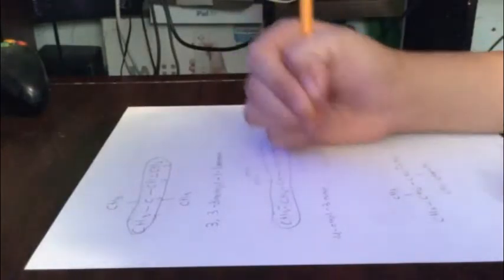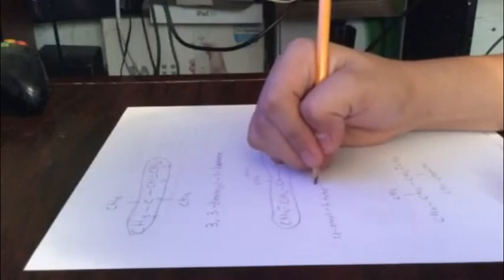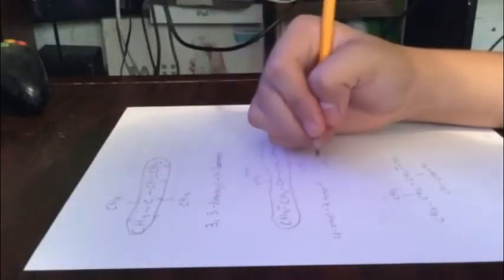Then the double bond that is in the first one is 1, and as the parent chain has 6 atoms, it is a hexene.